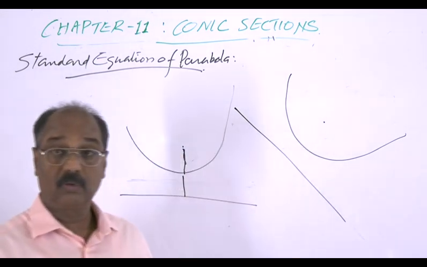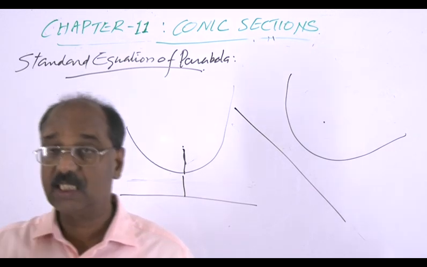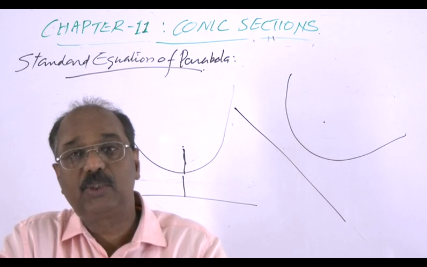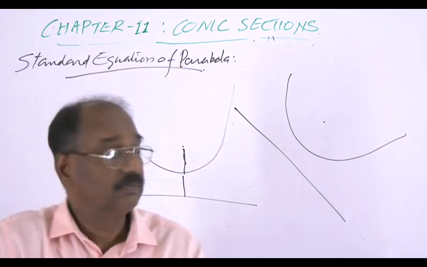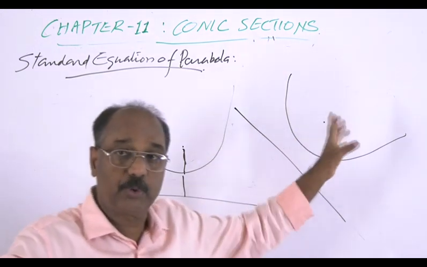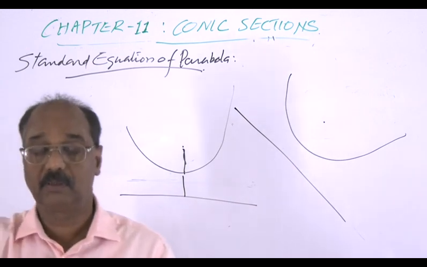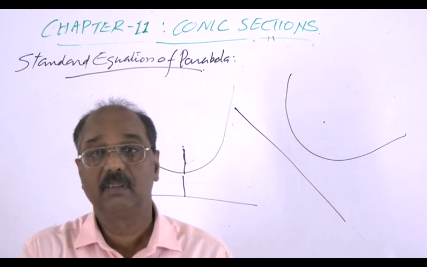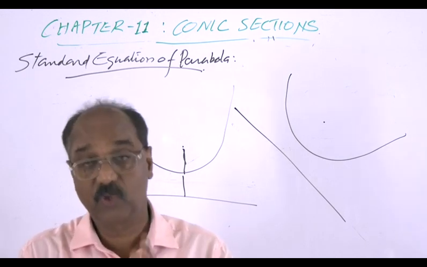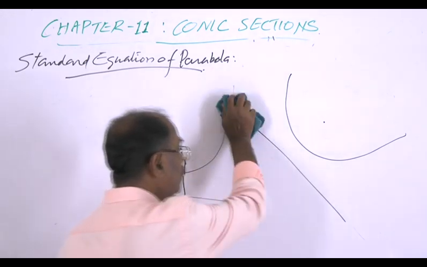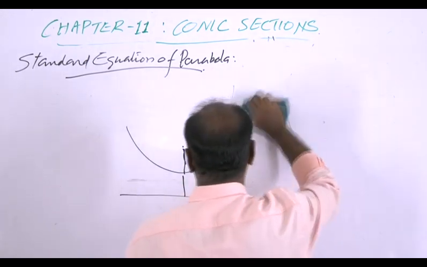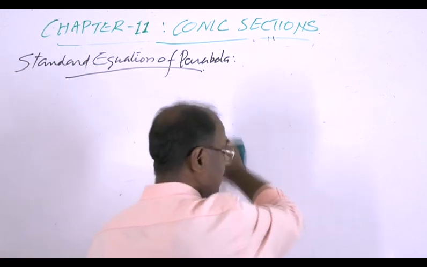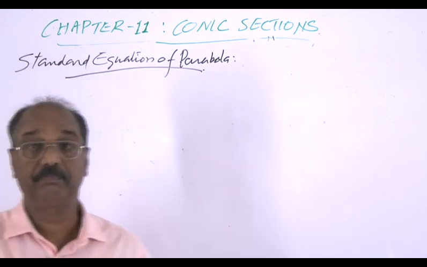So the specific form, the standard form, will be obtained by the specific choice of this fixed line, which is the directrix, and the fixed point, the focus. So we choose that directrix and the focus in a specific way. For this, we need to define two terms: the axis of the parabola and the vertex of the parabola.